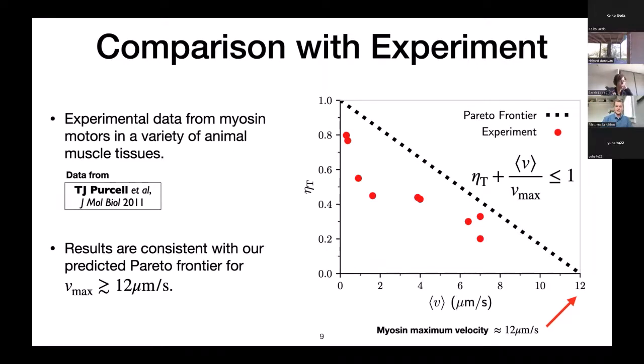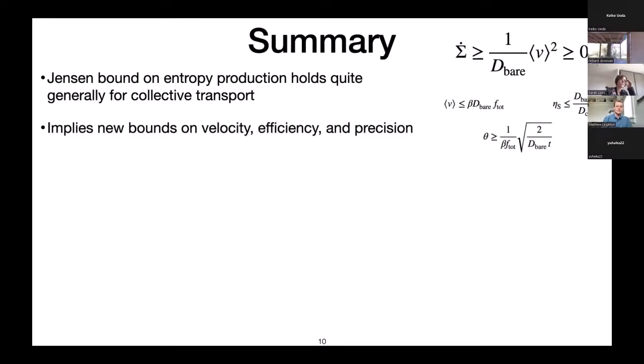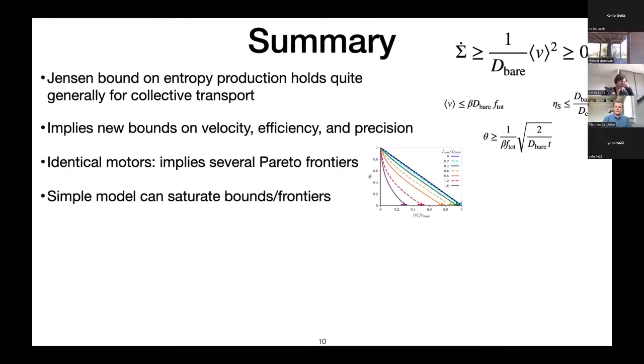And interestingly, these experimental data points seem to get pretty close, but don't quite reach the Pareto frontier we predict. So to summarize, we've derived a Jensen lower bound on the entropy production rate for a collective transport system that holds quite generally. This implies new bounds on velocity, efficiency, and precision, which are important performance metrics for these systems. Likewise, when you have identical motors, these results imply several Pareto frontiers constraining combinations of performance metrics and implying performance trade-offs that these systems have to contend with.